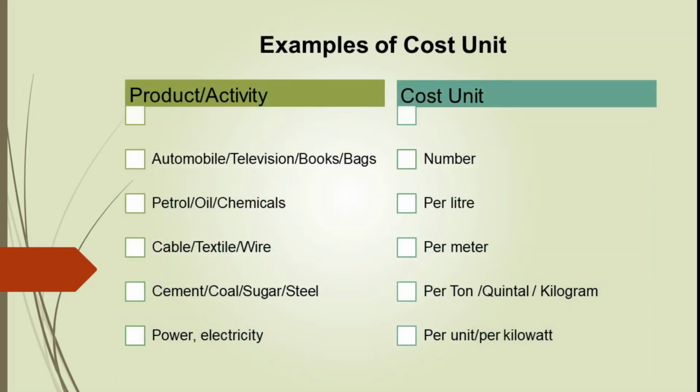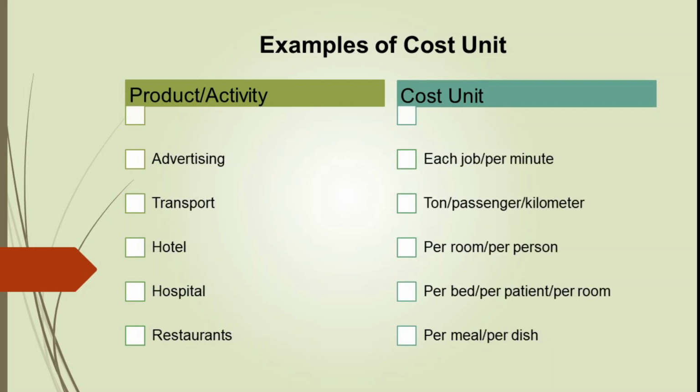For example, the steel industry's cost unit will be a ton. Similarly, the cost unit of the automobile industry is the number, and the cost unit of a petroleum unit will be a liter or gallon. Cost of carrying passenger by a transporter shall be ascertained in cost unit of kilometer, and cost unit of hotel industry is room or per person. Thus, costs are accumulated by cost centers, whereas these are measured and expressed in terms of cost units.